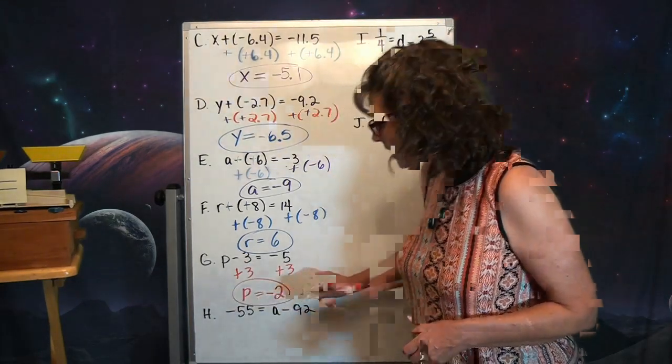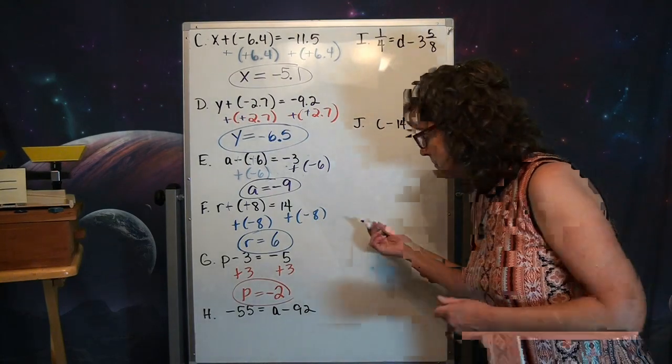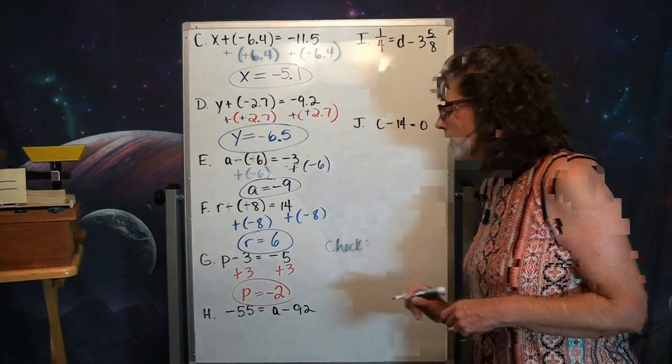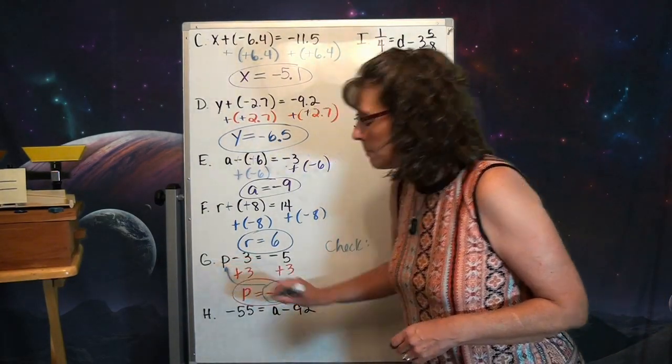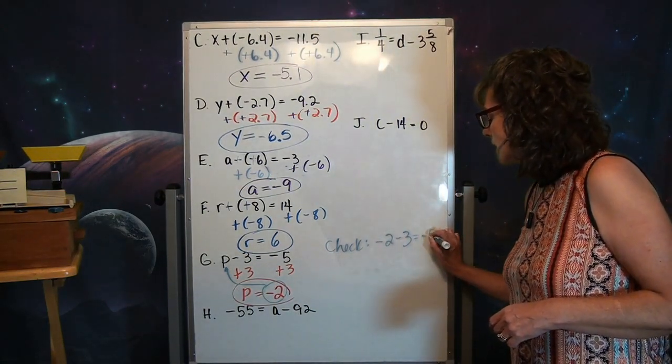Now, we can check it again. And remember, to check it, I'm going to go ahead and write this one out. I didn't write these out because I just didn't have space. I was running out of space here. But I'm going to write this one out. That means I'm going to take this negative 2. I'm going to put it right there where that p is. That will give me a negative 2 minus 3 equal to a negative 5.